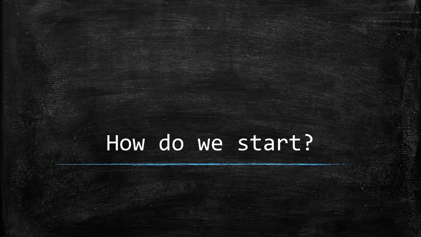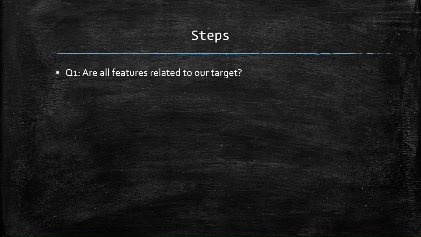So how do we start? We start by asking some simple questions like, are all features related to our target? And to answer this question, no. Feature selection needs to be done in order to figure out which features are highly correlated to the disease. So which features can be used in order to predict if a person has a disease or not.